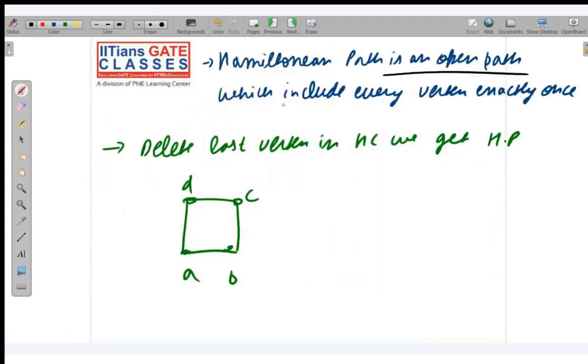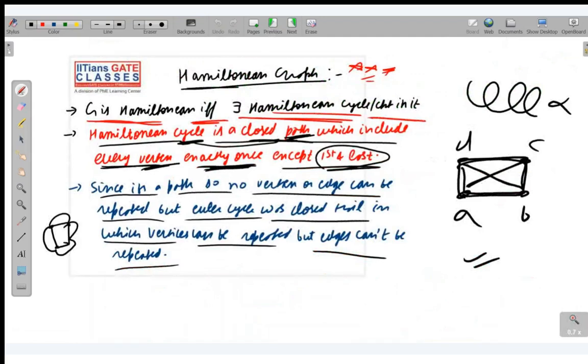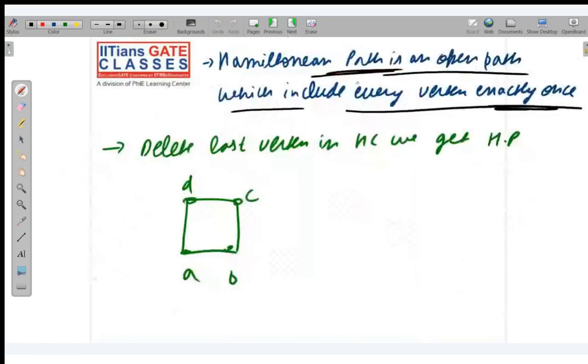So a Hamiltonian path is an open path which includes every vertex of the graph exactly once. The next definition is Hamiltonian path; the previous one was Hamiltonian circuit or cycle. So when can I say a graph is Hamiltonian? When there is a Hamiltonian cycle or circuit. For a Hamiltonian graph we have to find a Hamiltonian cycle or circuit. But now I am showing you another definition, Hamiltonian path. It is an open path which includes every vertex exactly once.